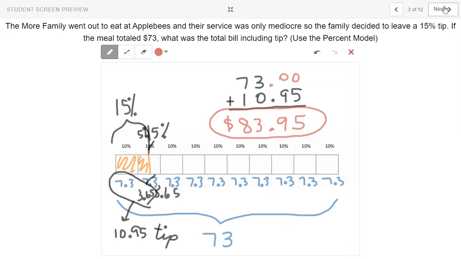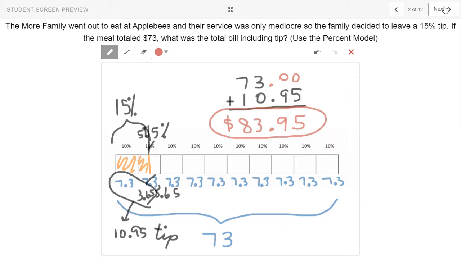Use the percent model. So now this dinner equaled $73 and 10% would be 7.3. Now, since they decided to leave a 15% tip, I shaded the first box, which represents 10%, $7.30. 15% means I had to cut the next 7.3 in half. So you have to divide 7.3 by 2, you get $3.65. So to figure out the 15% tip, you would add 7.3 plus 3.65. That would mean that the tip that they're leaving is $10.95.